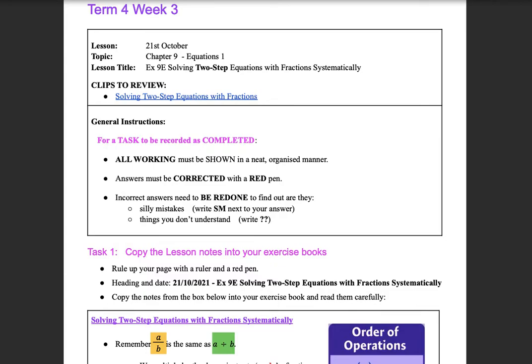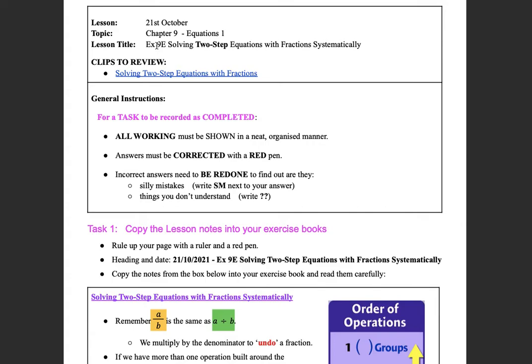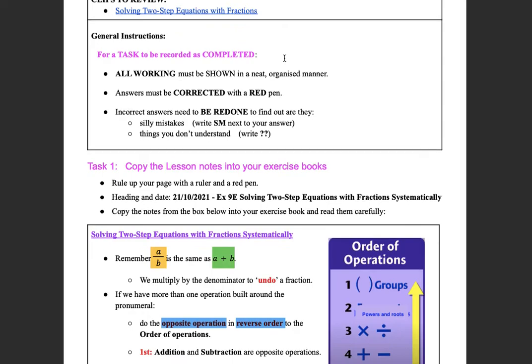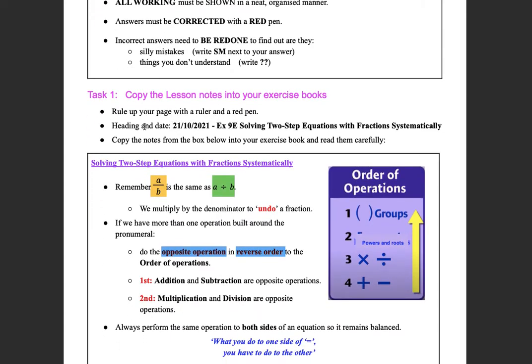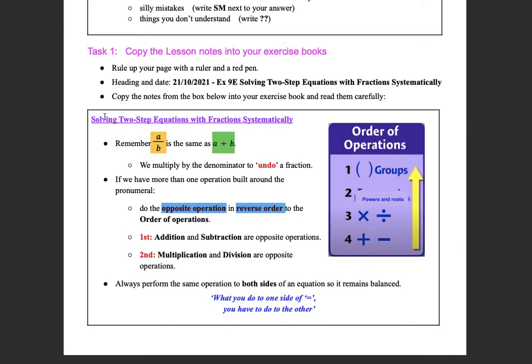So now we are going on to our next chapter, our next exercise 9E, and this one's broken up into two. So for this one, we're solving two-step equations with fractions in particular. So again, make sure you put your date and your heading, and let's go through the notes for this first one. So when we have two-step equations with fractions, remember that A over B is the same as A divided by B. So we will use that.